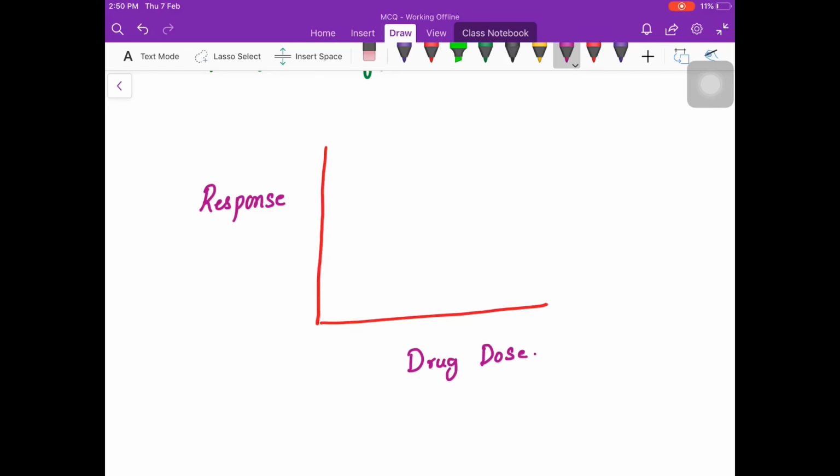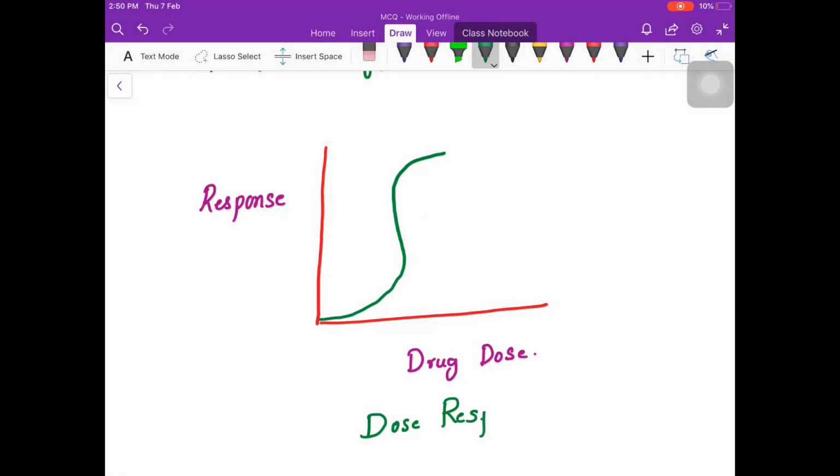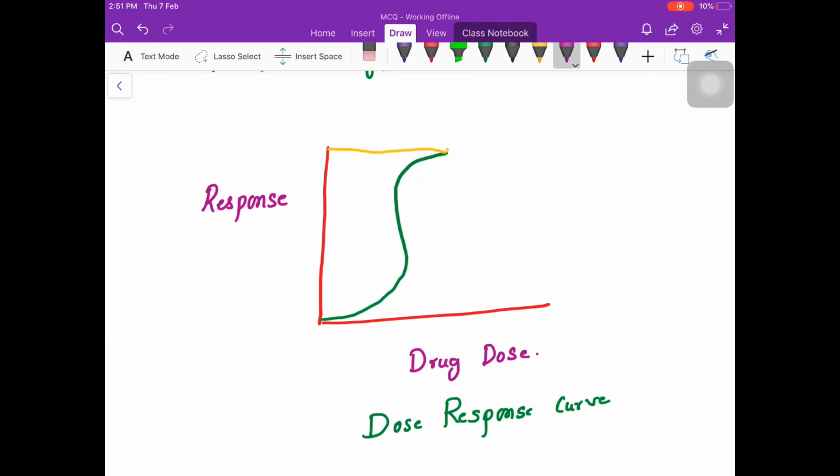Now suppose I plot a graph on this. This will be a sigmoid curve, and this graph is called the dose response curve. Now here, this is the response, and this is the maximum response obtained. So the y-axis represents efficacy, and this is the dose which is represented by the x-axis.